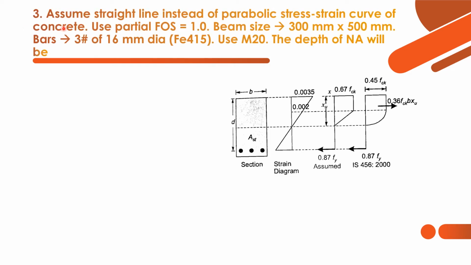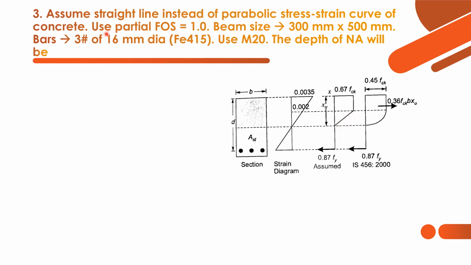Let's see the third question. Assume straight line instead of parabolic stress strain curve of concrete. In the second question itself, we have seen the stress block parameters and stress varying. As per IS 456-2000, the stress is varying as a parabola. But in this question, they have mentioned to assume a straight line.